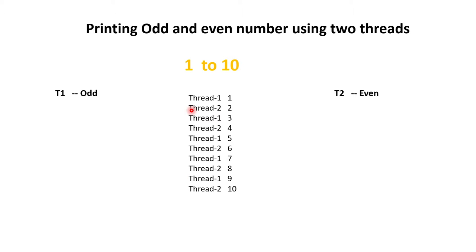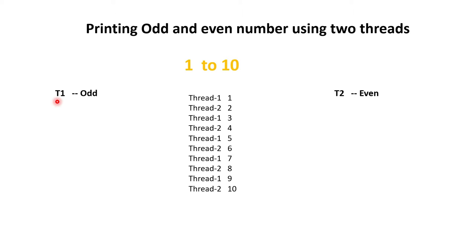So thread 1 will print 1, then thread 2 will print 2 after this, and then thread 1 again will print 3, thread 2 will print 4, and in the same manner it will end when thread 2 prints 10. So if you look here, thread 1 is always printing the odd numbers and thread 2 is printing the even numbers, and that is also sequentially. So how to achieve this?